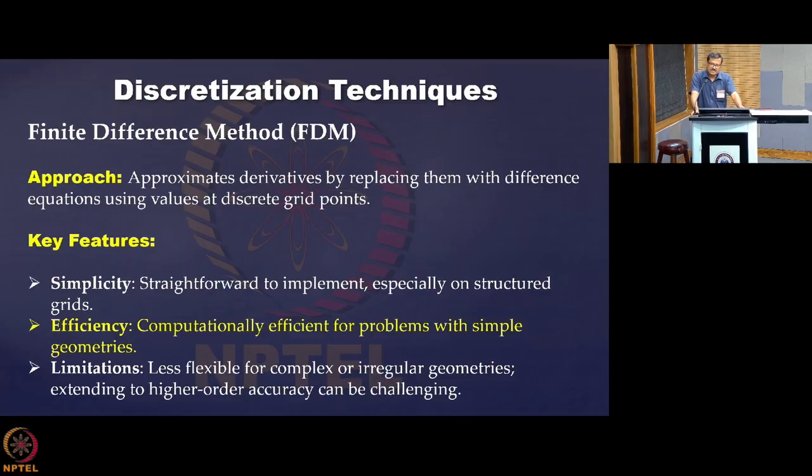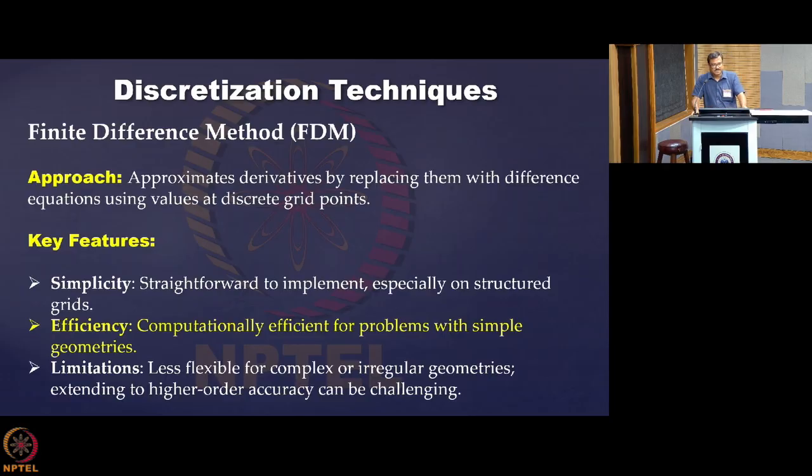There are many standard interpolation schemes available, but you can go for other schemes also, and these schemes are evolving better and better, so you can go for that. So what it does is approximate derivatives by replacing them with difference equations using values at discrete grid points. First we need to have a computational domain defined, and that domain has to be discretized at various grid points, and we will calculate the values only at the discrete grid points.